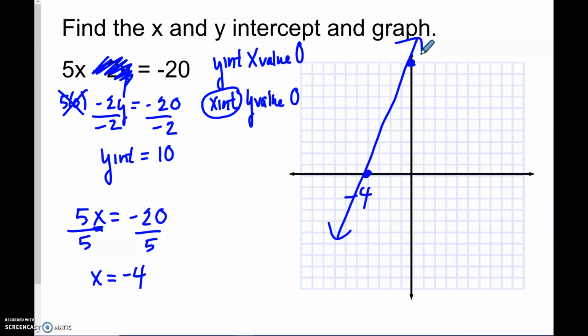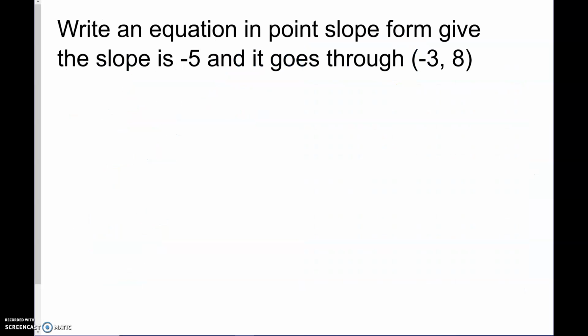All right, I know the question doesn't ask this, but what is this slope? Is this slope a positive slant or a negative slant? And yep, this is a positive slant because we're going up and to the right. Okay? All right, next question.